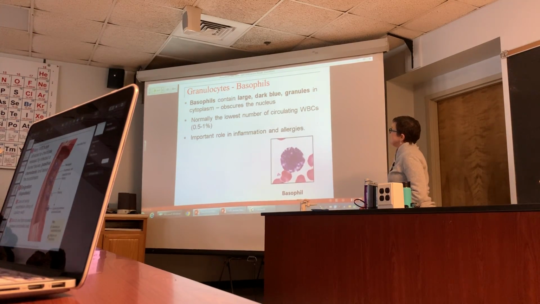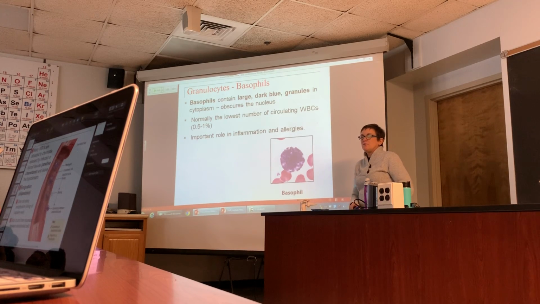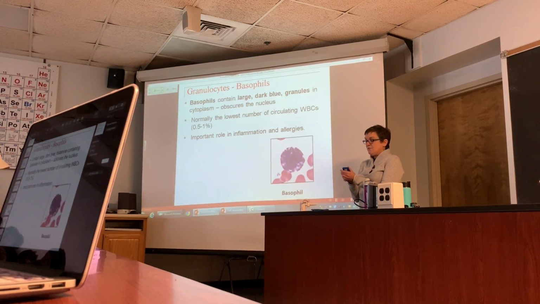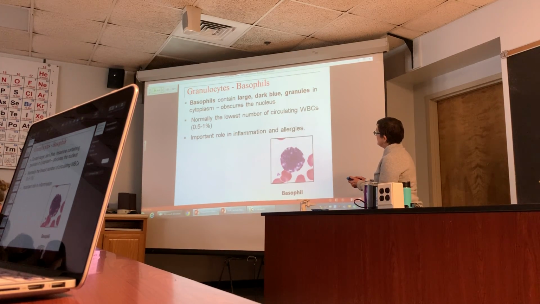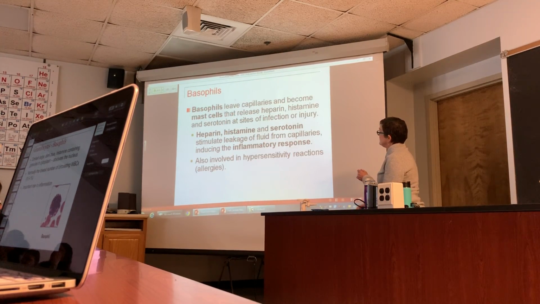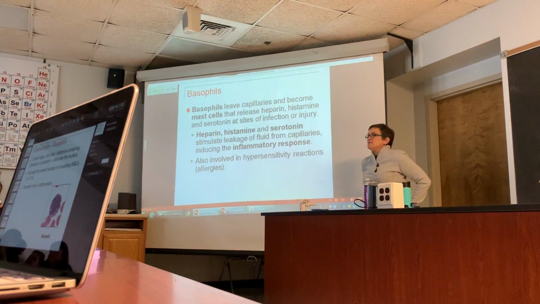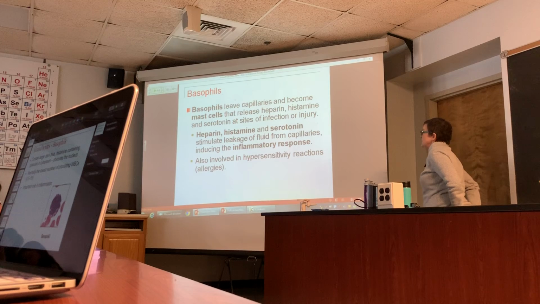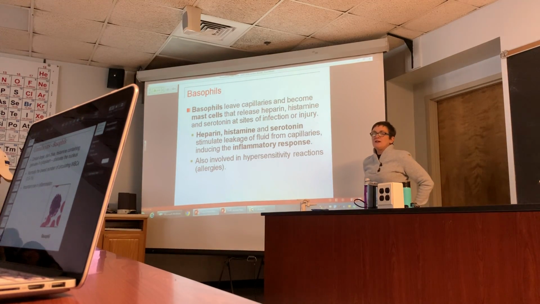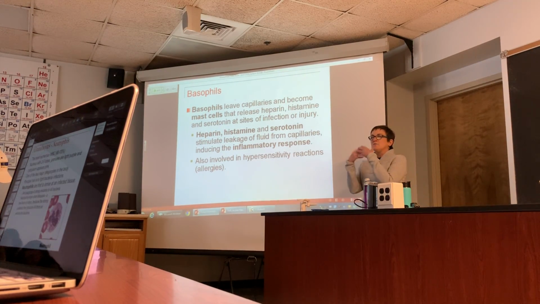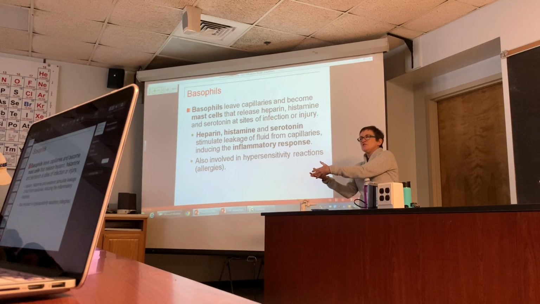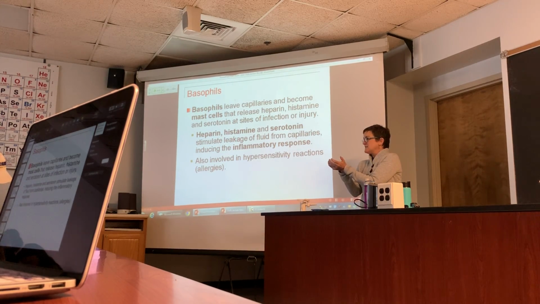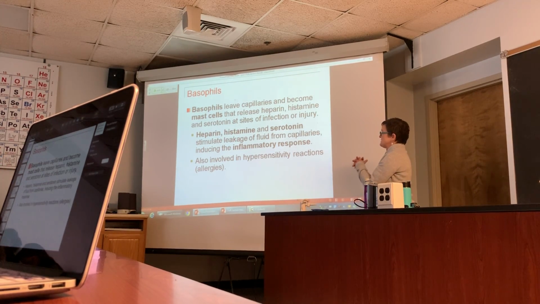Now basophils play an important role in causing inflammation, but they also have effects on the development of allergies. So we're going to talk about that. What they do is basophils can release chemicals such as heparin, histamine, and serotonin. They can do this in the bloodstream, but they tend to move out of the blood and move into tissues where they grow in size and become what's called a mast cell.